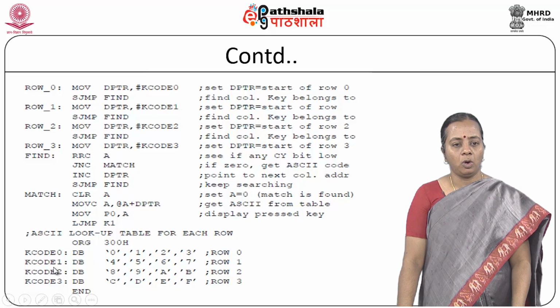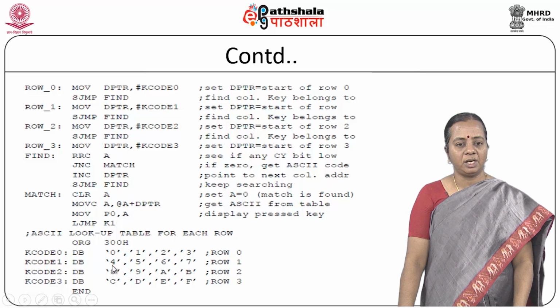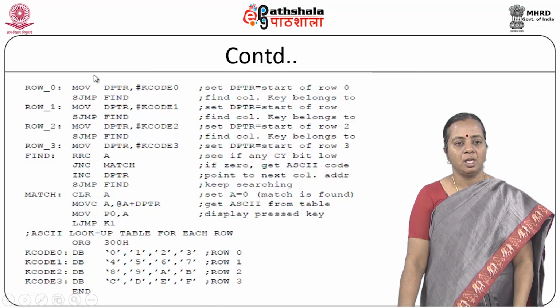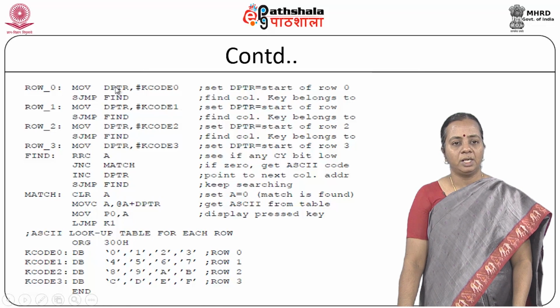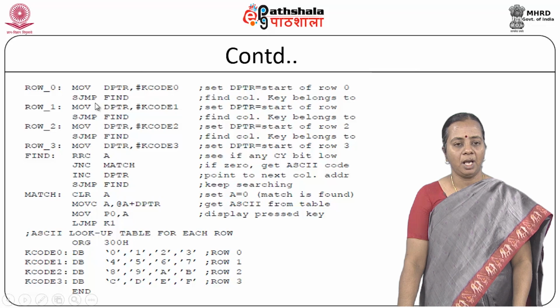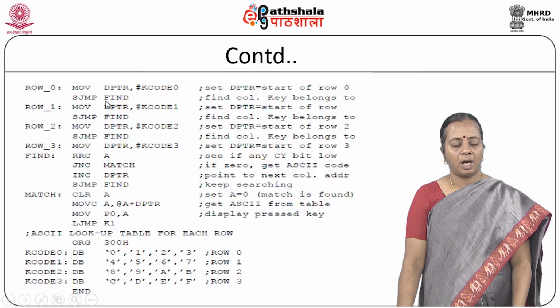For row 1, the addresses 4, 5, 6, 7 are stored, and that way all the 16 keys are stored with these particular addresses. So now I am looking at the DPTR content, whatever the code 0 address is, moved to DPTR. Now I wanted to find which key is pressed. So I am coming over here.